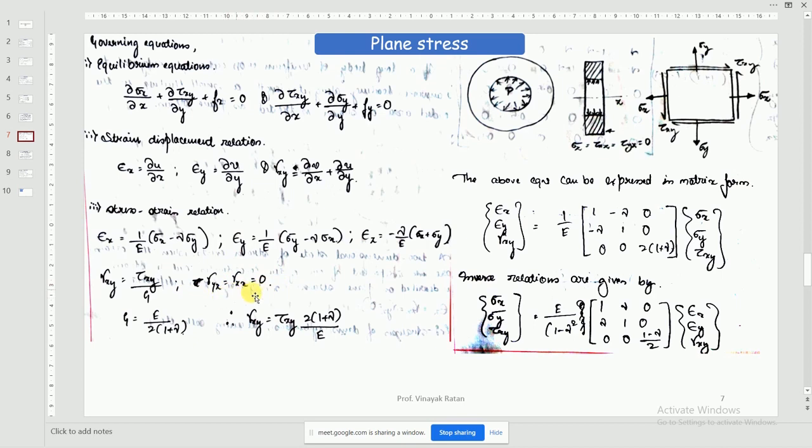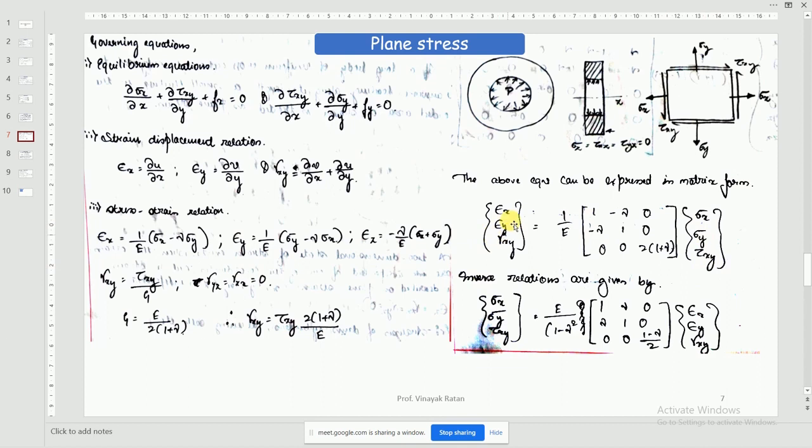Why are these two 0? Because τxz and τyz are equal to 0. If these are equal to 0, this also will be equal to 0, but not with respect to εz, not the normal stress. And the remaining equations remain as they are, these two equations. When this is written in matrix form, with εx, εy and γxy equal to 1 upon E times this matrix, that is your constant matrix D, and σx, σy and τxy.